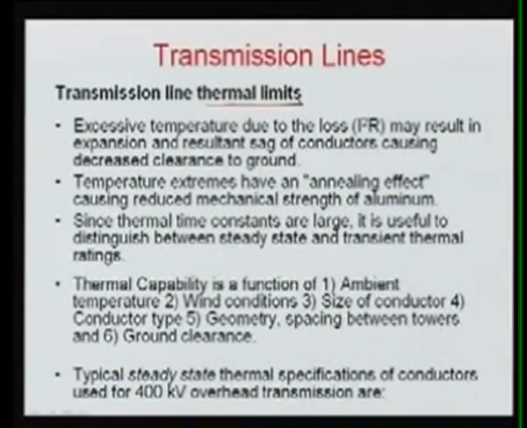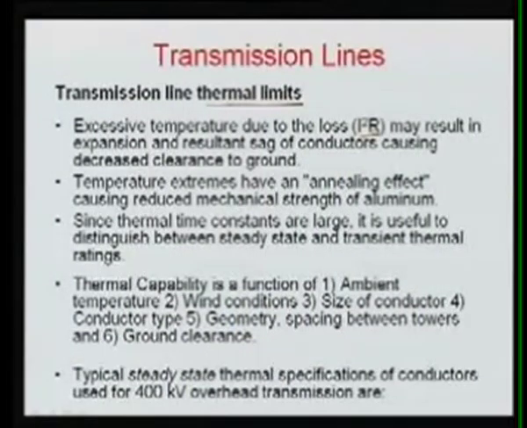So the transmission line thermal limit is the excessive temperature due to the loss. What is loss? If you are going for more current in the conductors, more loading means more current, and if there is more current, then what will happen? I square R loss, where R is the resistance, so I square R loss will be high, and that may result in expansion, because there will be temperature rise, and the resultant sag of the conductor causes decreased clearance to the ground.